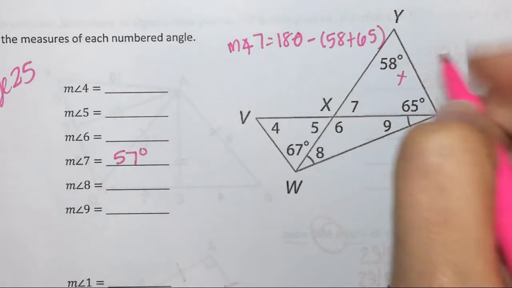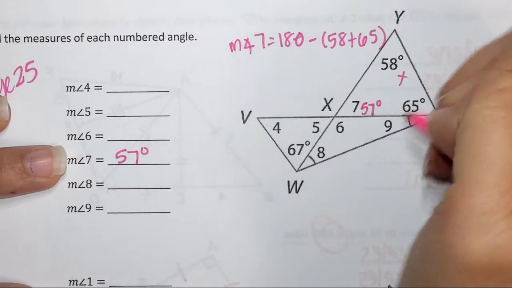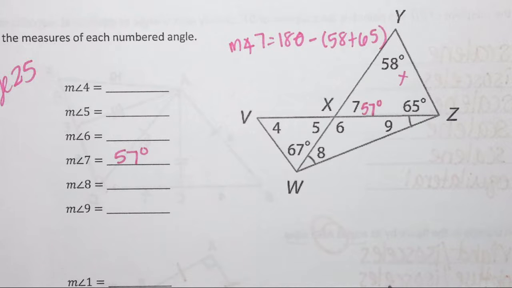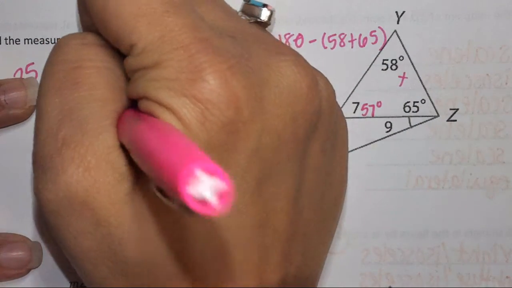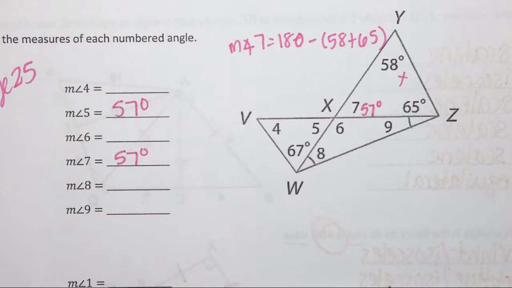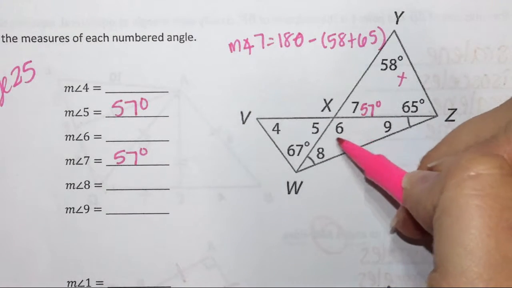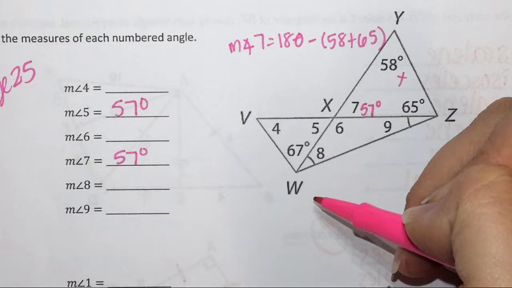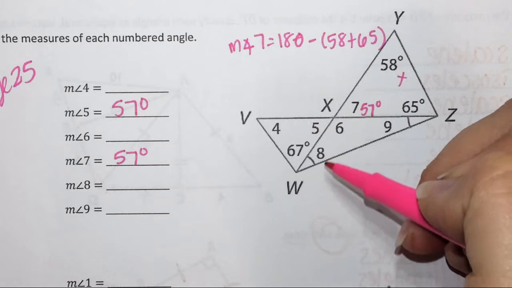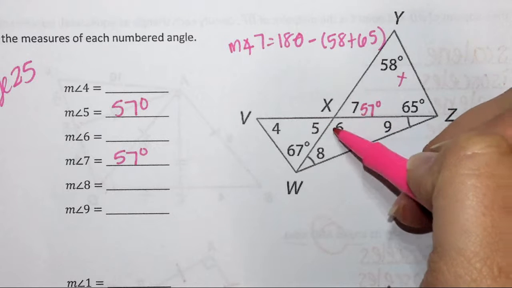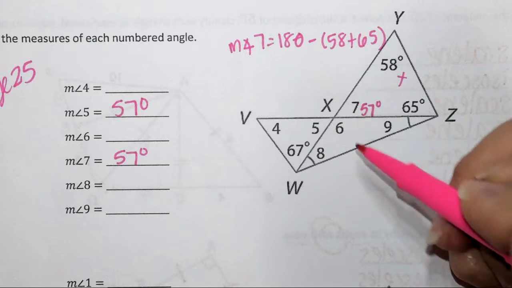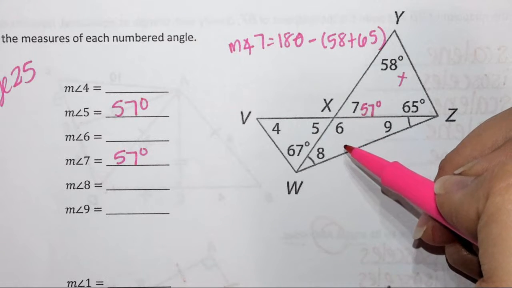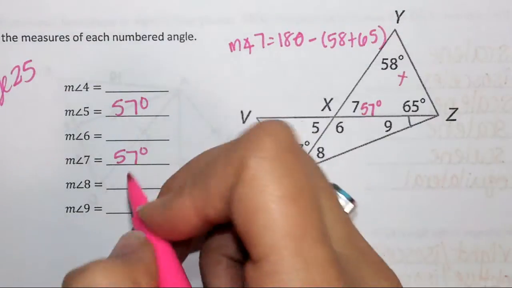Yay. Now, if this is 57 degrees, what is going to be the next angle that we could find easily? 5, because they are what kind of angles? Vertical. So if this is 57, what's 5 going to be? 57 degrees. Now, based on what we just did, could we find angle 6? How could we find angle 6? This makes a linear pair, right? And so does this. So we would just subtract it from what? 180. Awesome. Do 180 minus 57 and tell me what 6 is. 123.